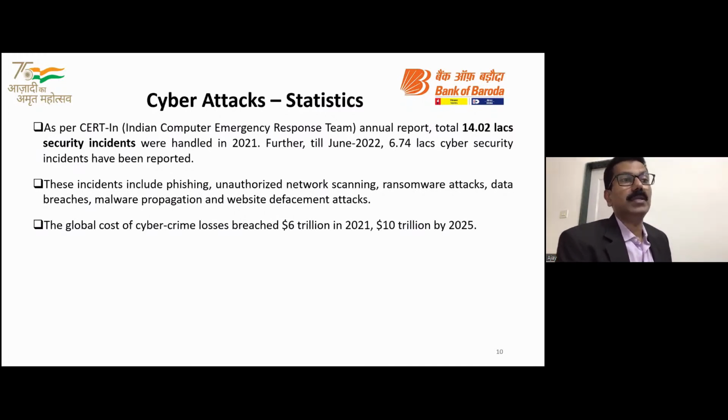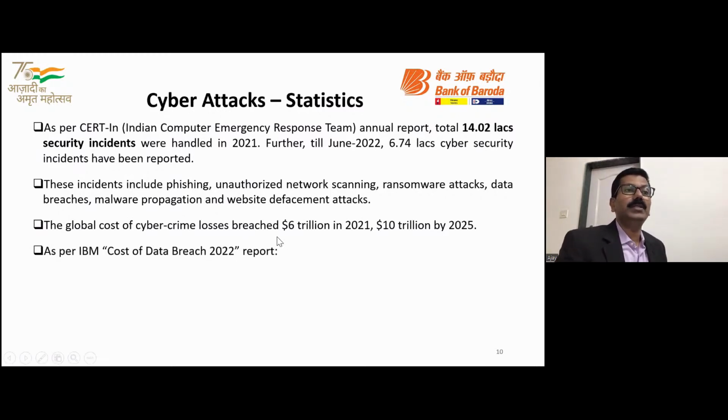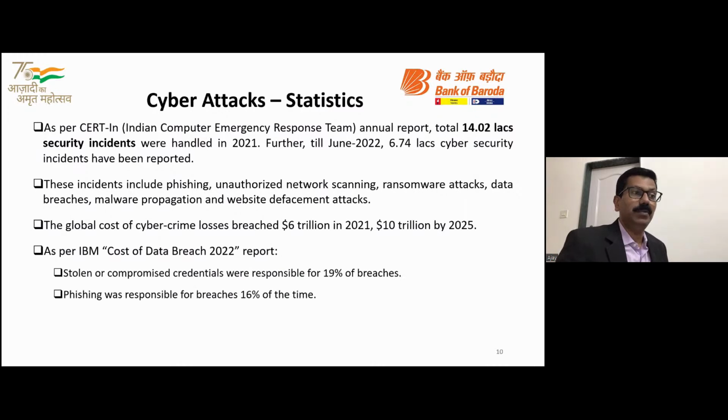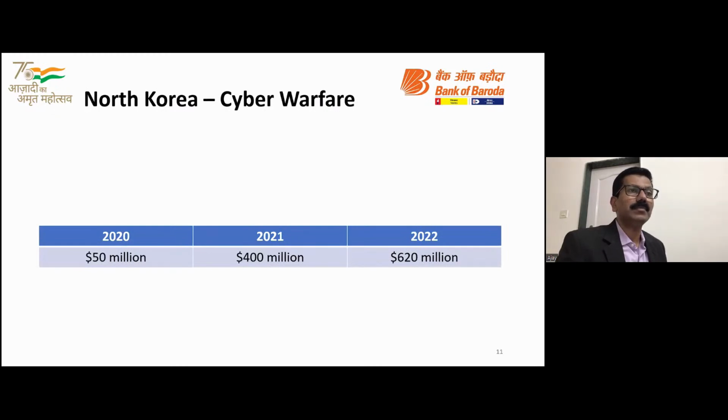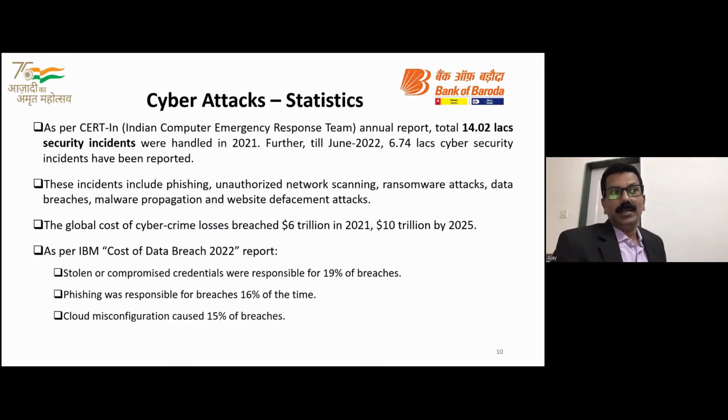Global cost of cybercrime losses reached 6 trillion in 2021. If you look at the value, it is more than the GDP of certain countries. It may be 10 trillion by 2025 as per the statistics. As per the IBM cost of data breach report, stolen or compromised credentials were responsible for 19% of the breaches. Phishing was responsible for 16% of the breaches. Cloud misconfiguration causes 15% of the breaches. These are the statistics I have given from various sources.